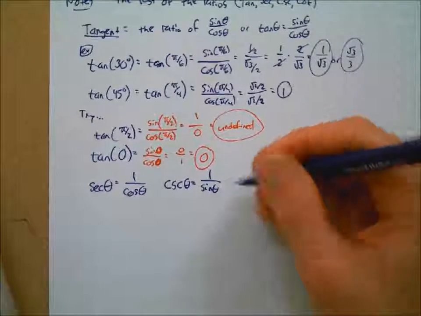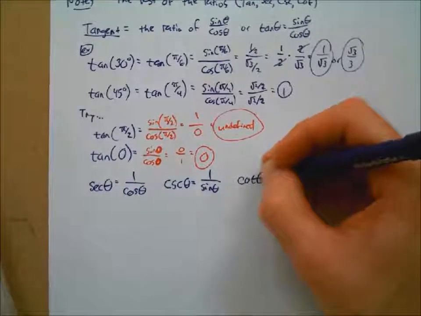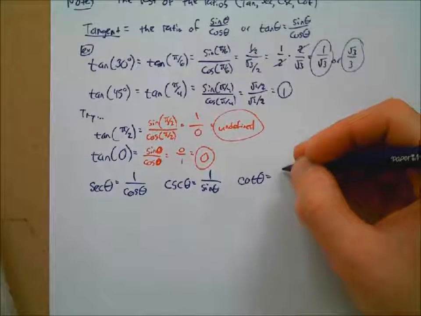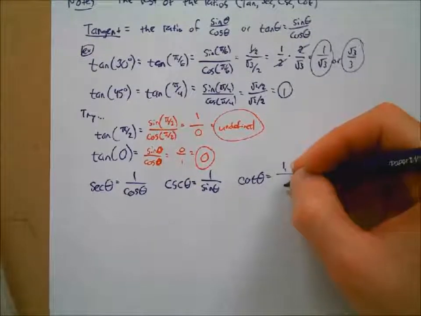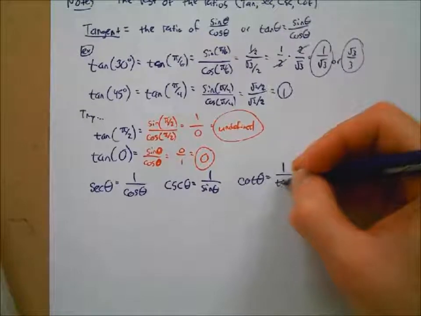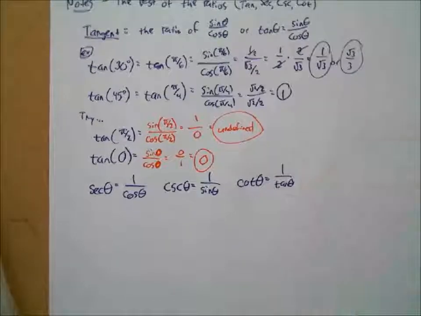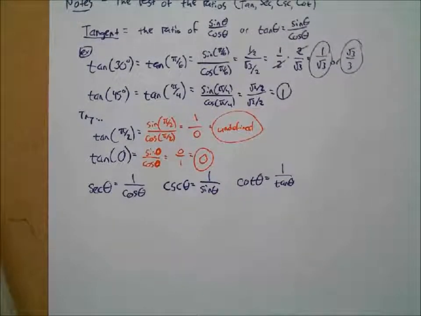And last but not least, cotangent of theta. That's the reciprocal of what? 1 over tangent. Yep, exactly right. And again, if you want to evaluate cotangent, just evaluate tangent and then reciprocate. All right, so there's that.